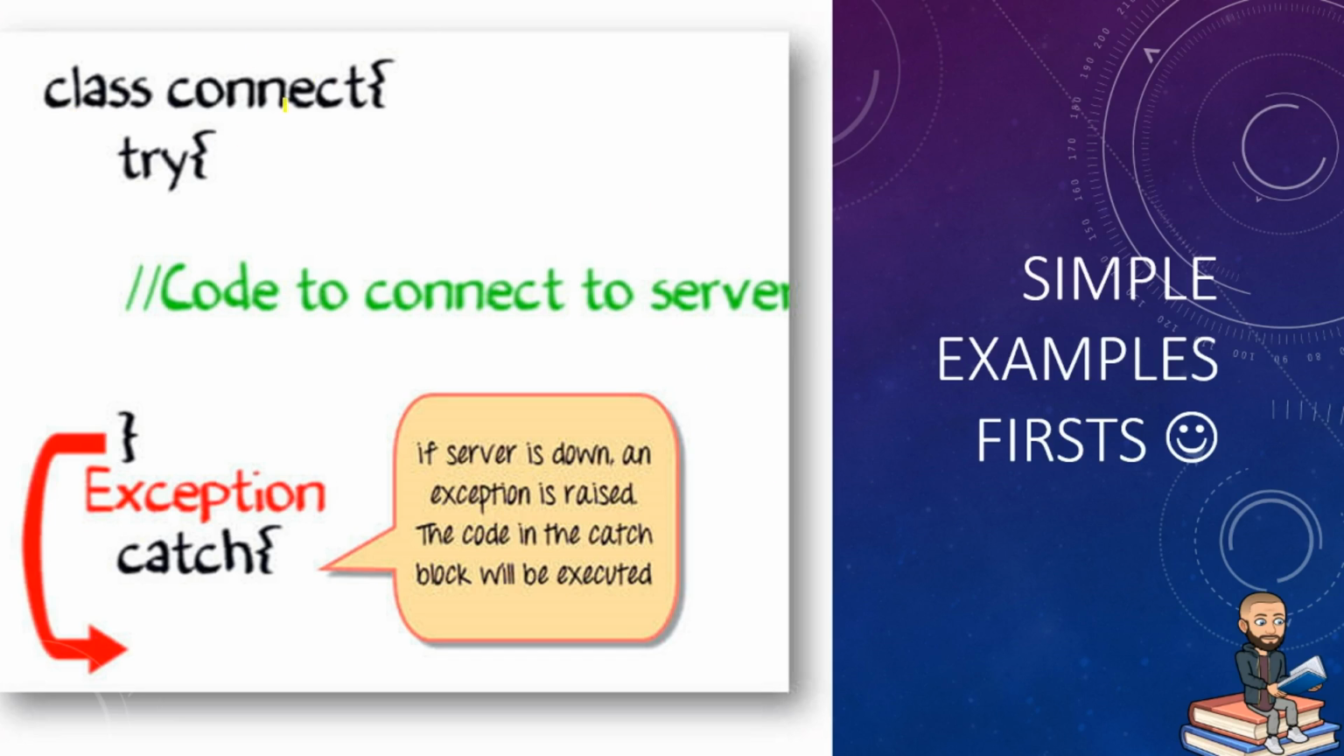And I could show you an even simpler example. Here we have a class called connect, and then there's going to be stuff here. It says try code to connect to server, but there could be an exception if the server is down. And whatever the programmer writes right around here is what will happen. Maybe it just tells us there's an error.